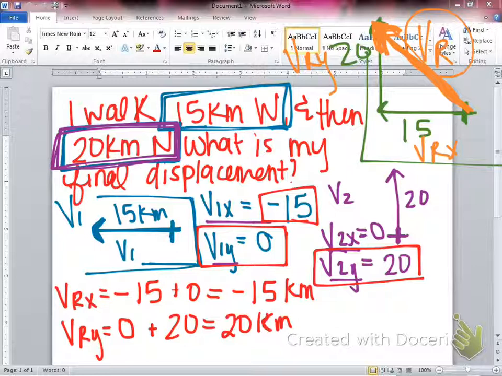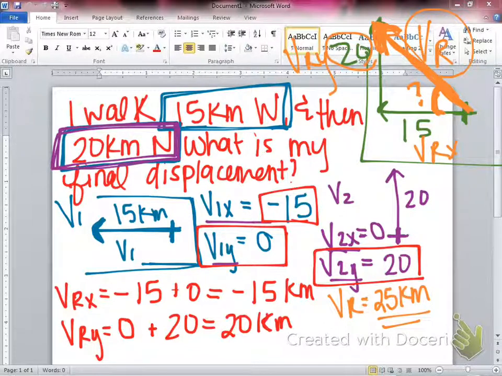Okay, so I got a resultant equal to 25. So v sub r is equal to 25 kilometers. We've got the magnitude of our resultant vector. What are we missing? We've got magnitude, but we don't have direction. So we need to solve for this angle as well. How do we solve for that angle?